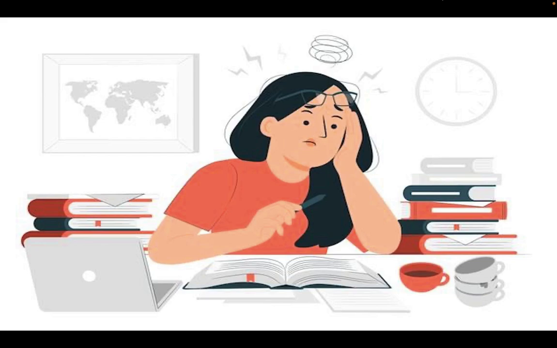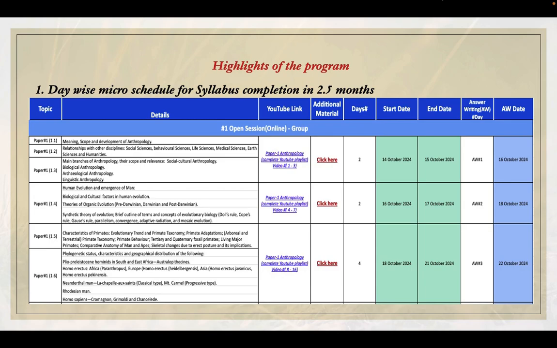So what we are basically going to do in this program is, we have divided the entire syllabus of anthropology into a micro schedule. With the help of this, you are going to finish your complete syllabus in 2.5 months. And not just finish, you are also going to do the answer writing, which is the most important part of your preparation. Then how are you going to do it?